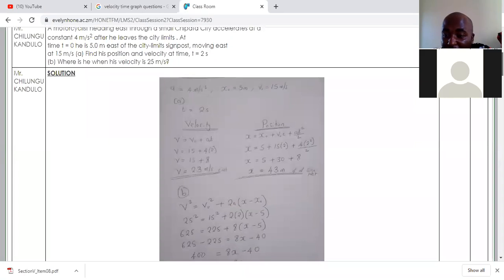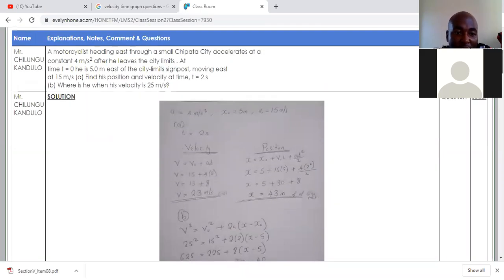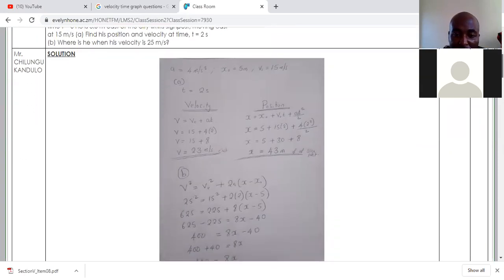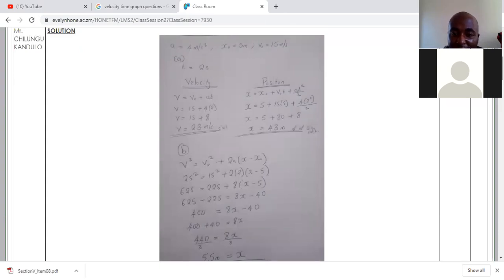I know you are very accurate, there is just a mess up. So A, find the position and velocity at time t equals 2 seconds. B, where is he when the velocity is 25 meters per second? There's a mistake in one of the solutions, so the solution will correct where Tandu has noted.